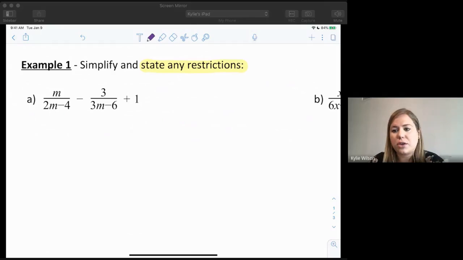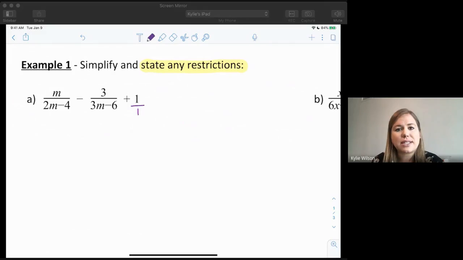Okay, so we have m over 2m minus 4, minus 3 over 3m minus 6, plus 1. The first thing we want to notice is what is hanging out underneath that 1. There is just another 1 under there. I like to write that out because it helps me remember that I also need to find a common denominator for the 1, and I need to treat it just like all of the others.